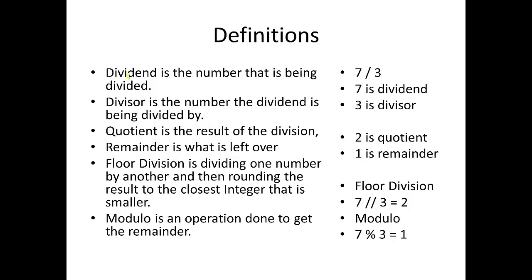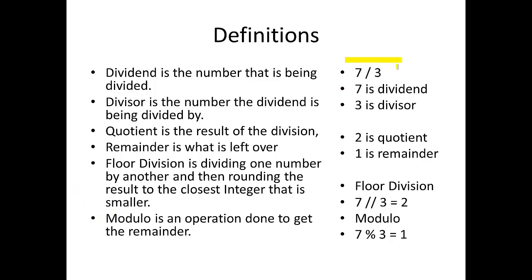First, we'll start with some definitions. Dividend is the number that is being divided. Divisor is the number the dividend is being divided by. Quotient is the result of the division. Remainder is what is left over. Floor division is dividing one number by another and then rounding the result to the closest integer that is smaller. Modulo is an operation done to get the remainder.